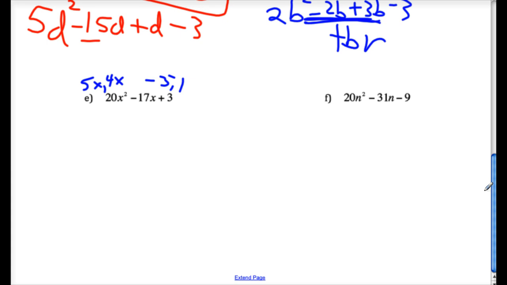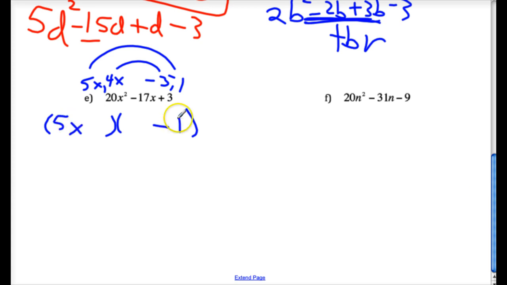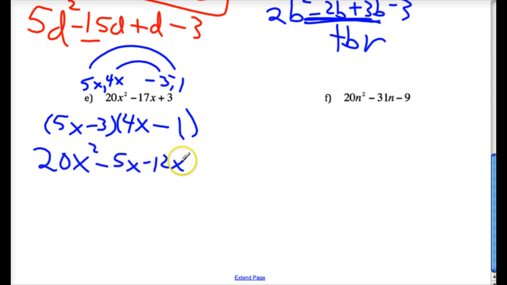Negative 3 times 4x and 5x times negative 1. Why? Because it equals negative 17. Yeah. You got negative 15? No, you got, excuse me, you got negative 12 and negative 5. That makes negative 17. So I'm going to go 5x minus 1, and then 4x, and then the minus 3 goes with the 5x. Do FOIL on that. 20x squared minus 5x minus 12x plus 3. That makes negative 17x. It checks.